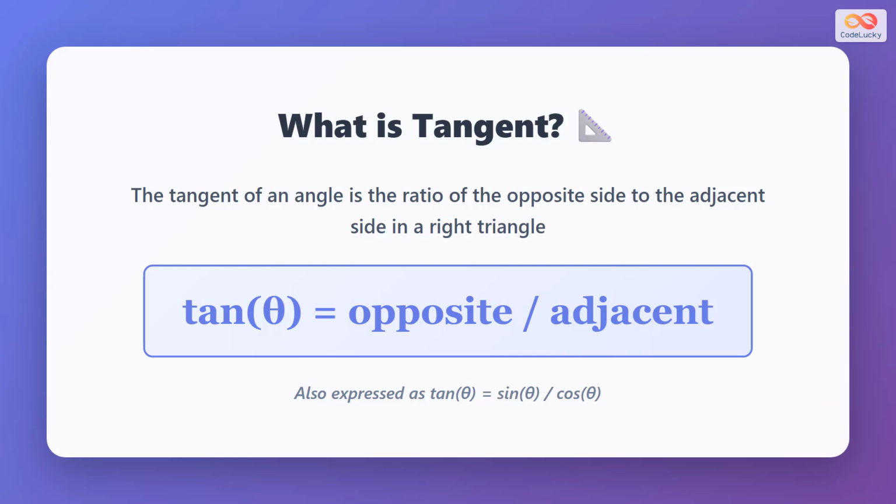Before we dive into the NumPy function, let's understand what tangent means. The tangent of an angle is the ratio of the opposite side to the adjacent side in a right triangle. Mathematically, tangent of theta equals opposite divided by adjacent. This can also be expressed as tangent of theta equals sine of theta divided by cosine of theta.